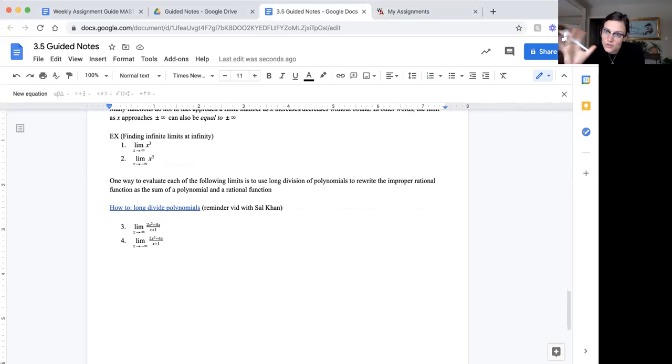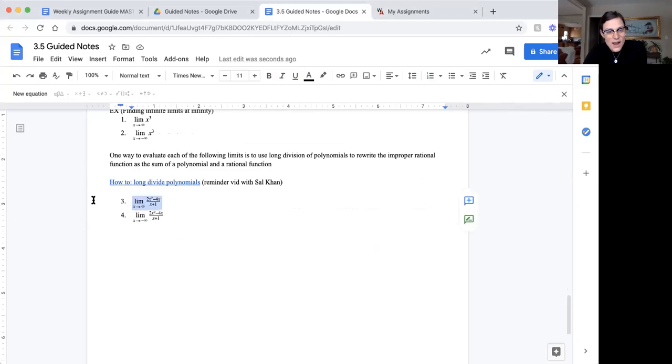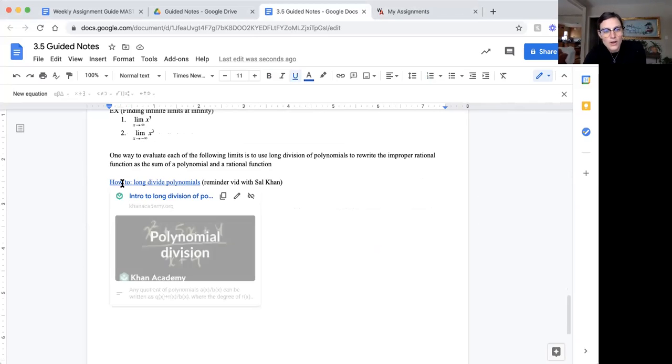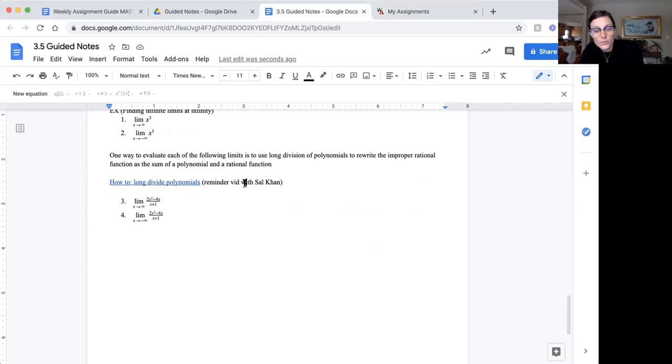You guys aren't going to be as thrilled about this, but one way to evaluate each of the following limits, so 3 and 4, is to use long division of polynomials to rewrite the improper rational function as a sum of a polynomial and a rational function. So in other words, so that we can actually evaluate the limit without looking at the graph. So there's a quick little how-to on long dividing polynomials reminder video with Sal Khan. And we're going to go ahead and do number 3 and 4 using this long division method.